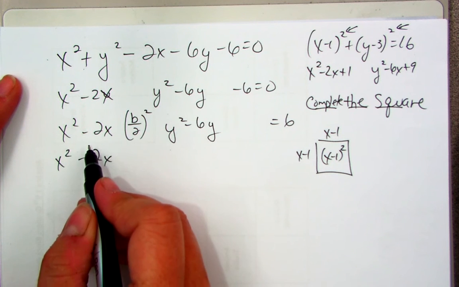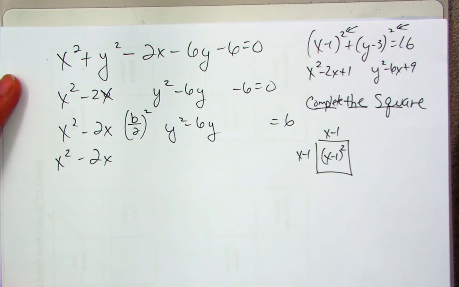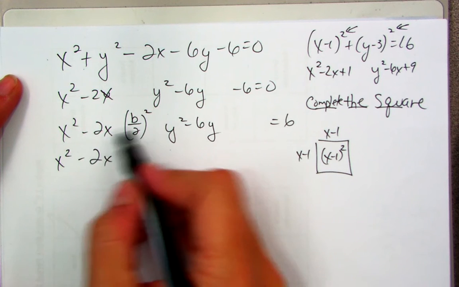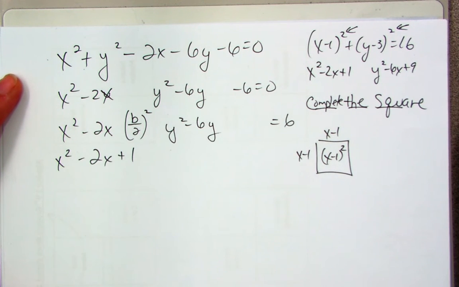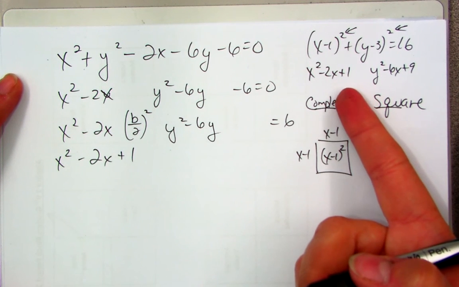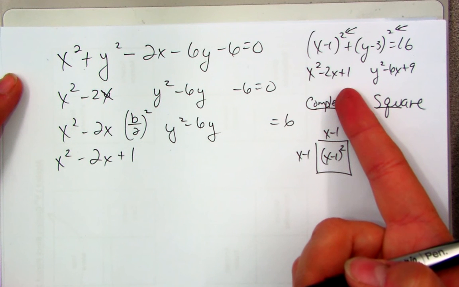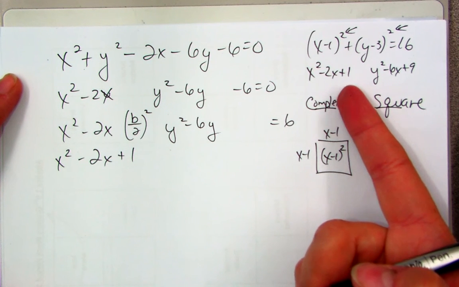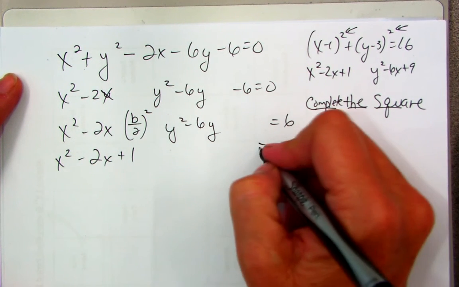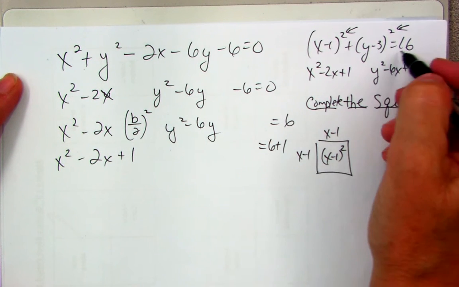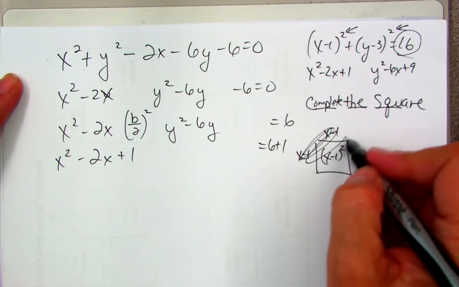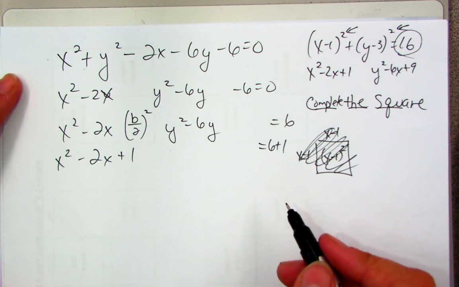It's a -2. The B is only the number in front of x, not the x. So I want -2, cut it in half. That's a -1. Quantity squared, that's +1. Yeah, there it is. And what I do to one side, I've got to do to the other, because somehow I've got to get up to 16, don't I? I'm at 7.